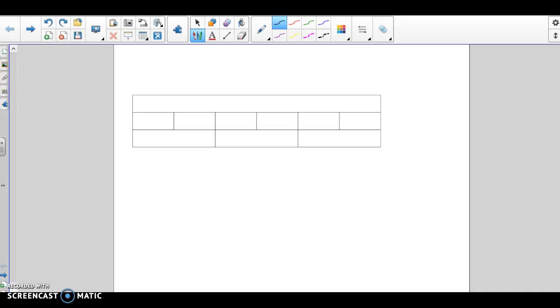Okay, next is dividing fractions by a fraction. Problem 1 in your notes is 5/6 divided by a third. Now the modeling of this is going to look a little bit different than dividing by a whole number or a whole number divided by a fraction.